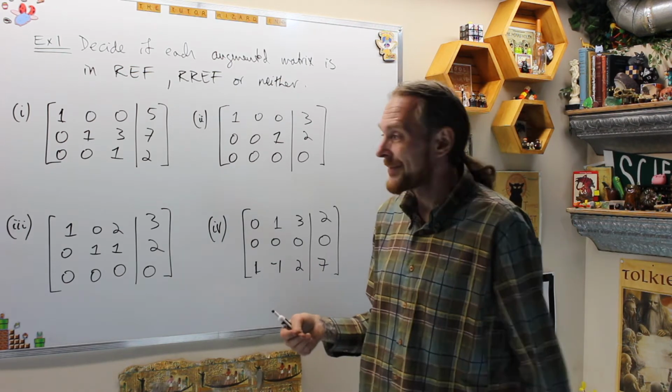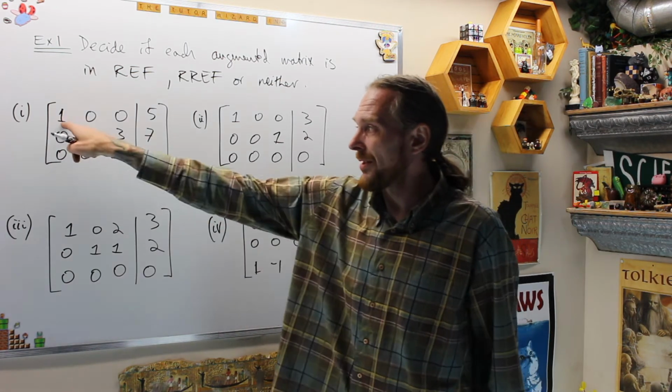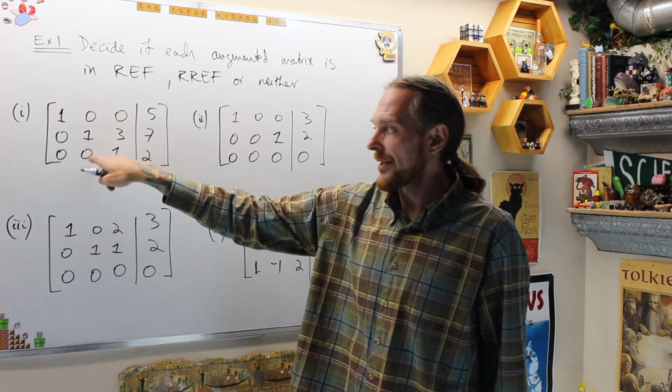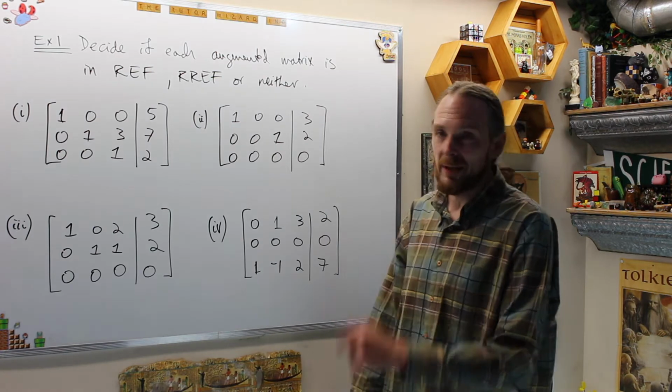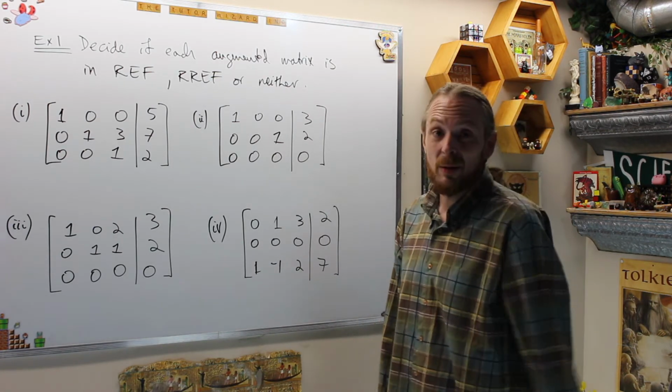Now I only have 2 left. If I have leading entries, do I have zeros below? Leading entry, yes, zeros below. Leading entry, yes, zeros below. Leading entry, I can't get any, so axiom 2 is now done. I don't have to worry about axiom 2. Axiom 3 is the only one.